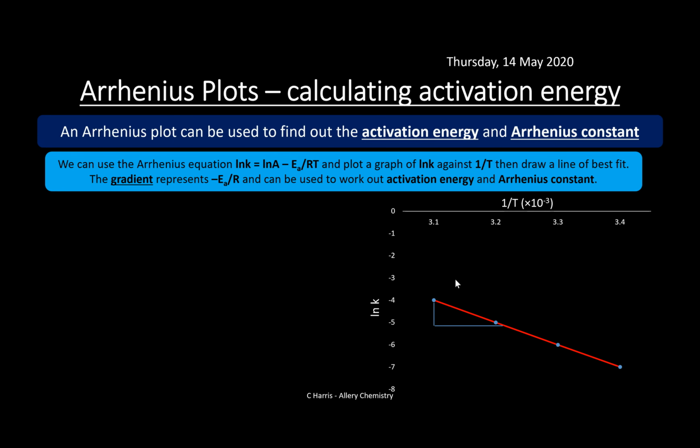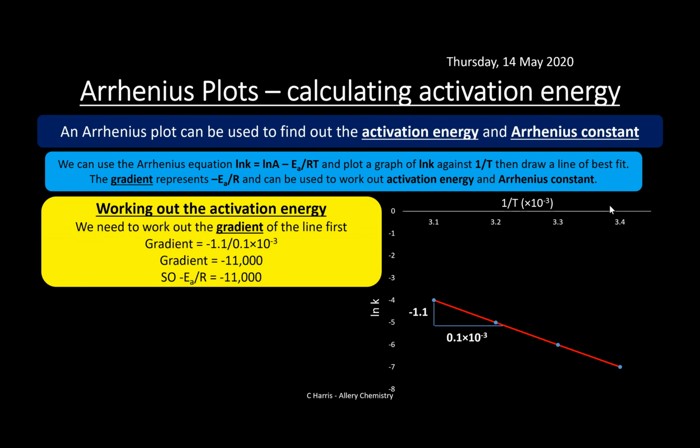So here's our graph, and we've plotted our results here. Just to point out some important points: we've got ln k on the y-axis, and we've got 1 over T on the x-axis. These numbers are multiplied by 10 to the minus 3, so just don't forget that.